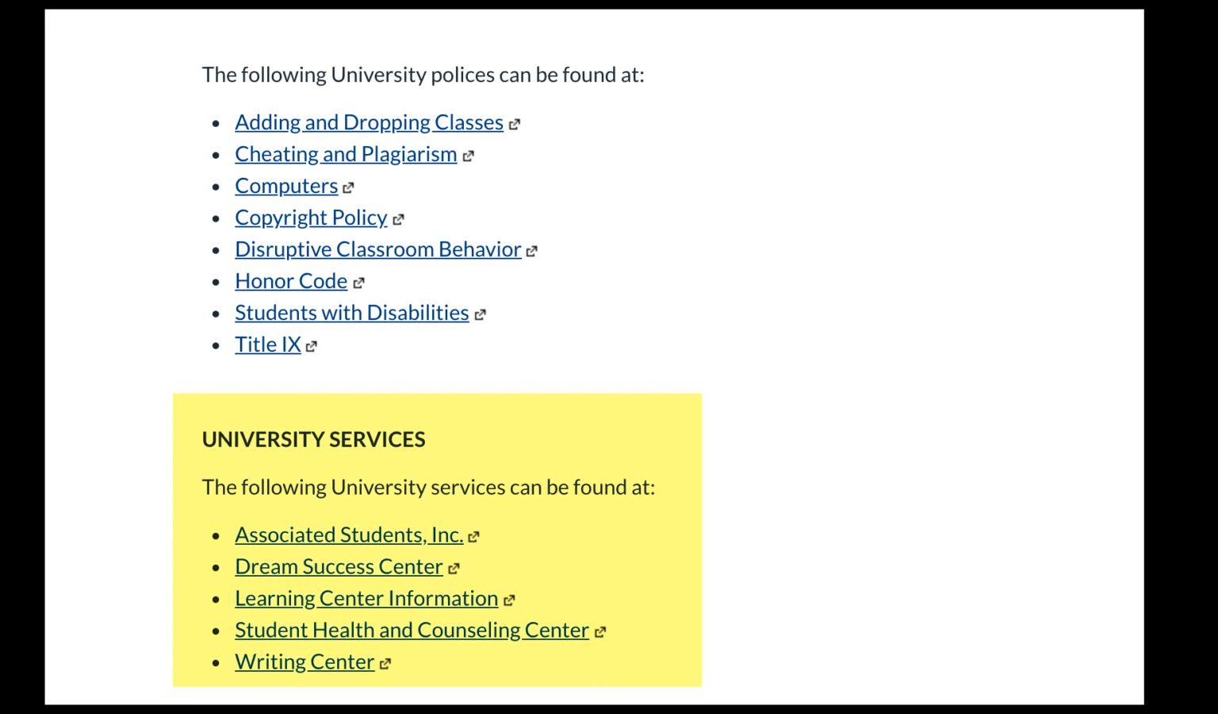Also, in terms of university services, if you want to connect with the Writing Center, you can go straight there. Student Health and Counseling, Learning Center, there's all kinds of different information. Students with Disabilities is listed up here. I'm not sure why, but you can find how to be diagnosed and get help in that area as well.